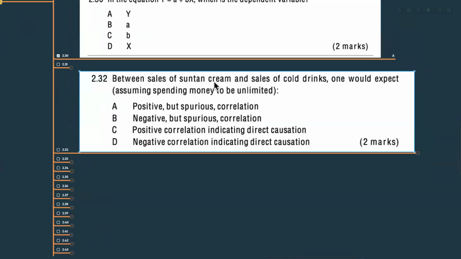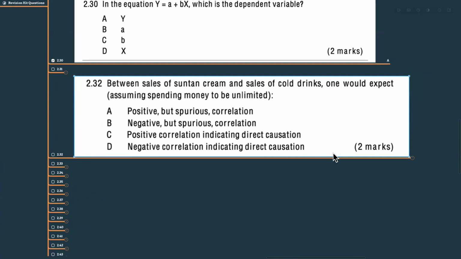Between sales of suntan cream and sales of cold drinks, suntan cream is sunscreen. Okay, the sunscreen we are using in the hot weather. So, between the sales of suntan cream and sales of cold drinks, one would expect, assuming spending money to be unlimited. So, what is the correlation here? Is it positive but spurious correlation, negative there is a correlation but spurious, a positive correlation indicating direct causation, or negative correlation indicating direct causation? So what is your answer for 2.32?